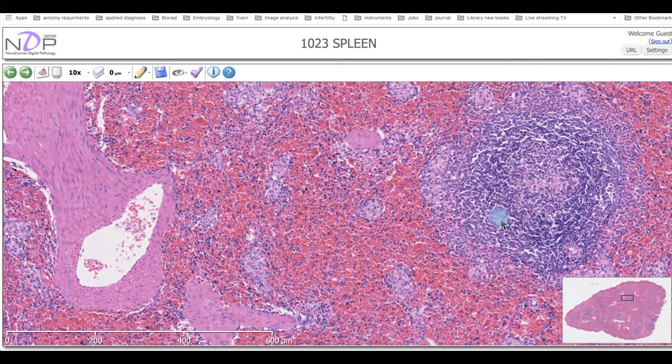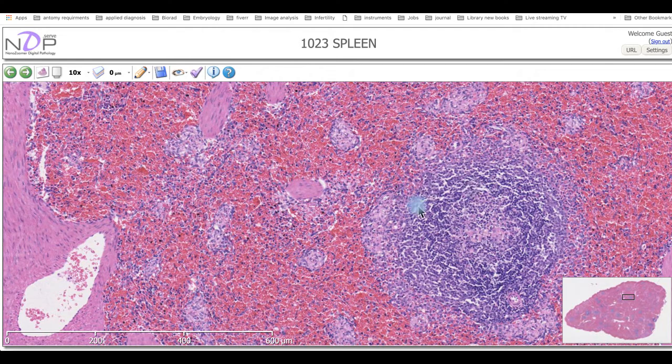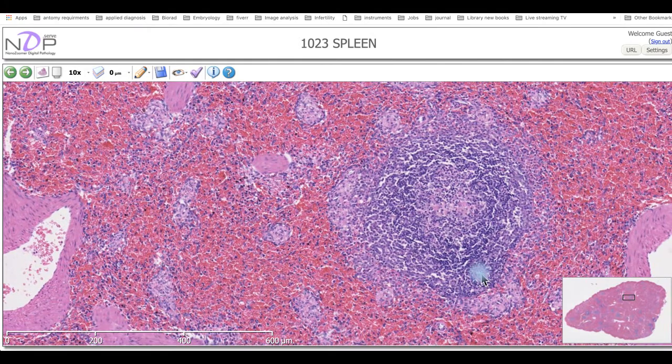As I said, we have two important structures here. We have the white pulp and we have here the red pulp. The red pulp consists of blood sinusoids, and usually these sinusoids are infiltrated with all elements of the blood, whereas in this area we have the lymph nodules, and here we have a very important structure, which is the nodular arteriole or the central arteriole, and this is a diagnostic feature for the spleen.